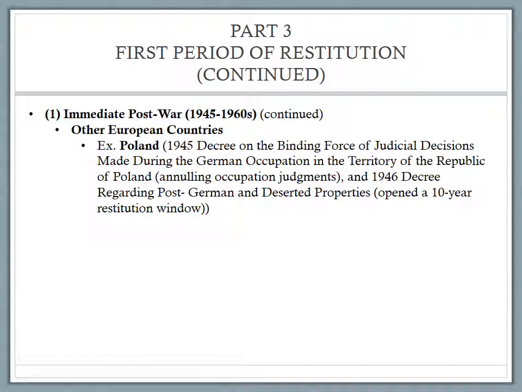But whatever property was returned during and pursuant to this window of restitution was soon subject to a second wave of widespread confiscations. Nationalization laws passed by the Polish communist regime in the 1940s and 1950s this time confiscated property from all Poles, regardless of race, religion, or ethnicity.